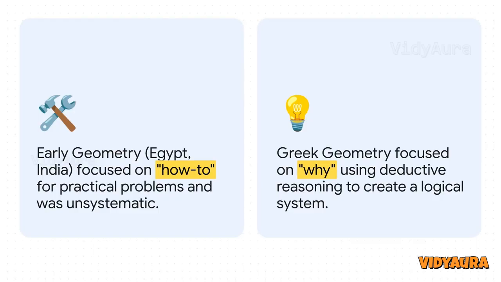So you can really think of it like this. The early geometry in places like Egypt and India was all about how-to. It was a set of practical rules that gave you results. But Greek geometry, that was all about the why. They weren't happy just knowing that a rule worked. They wanted to prove, with pure logic, why it absolutely had to be true.